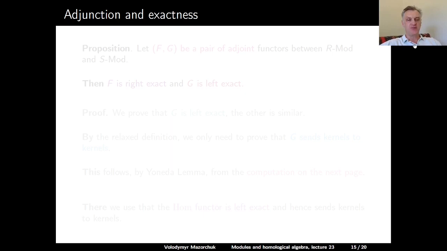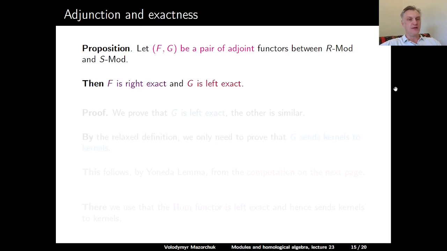Next, let us discuss one-sided exactness of adjoint functors. Proposition: let f, g be an adjoint pair of functors between R mod and S mod. Then f is right exact and g is left exact. So any left adjoint is right exact and any right adjoint is left exact.